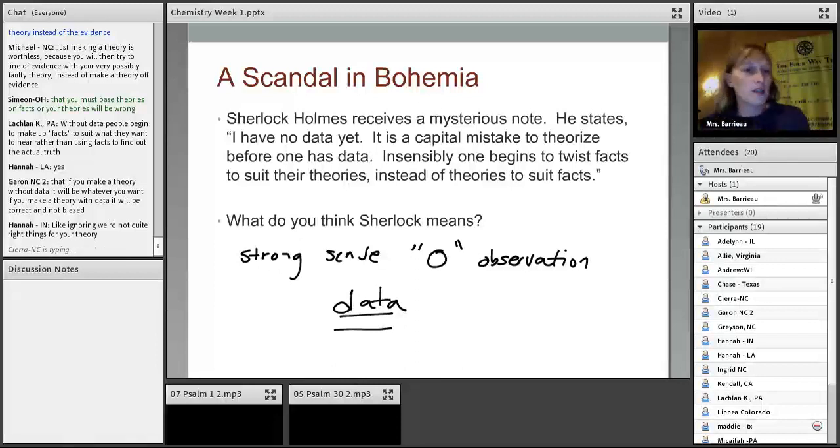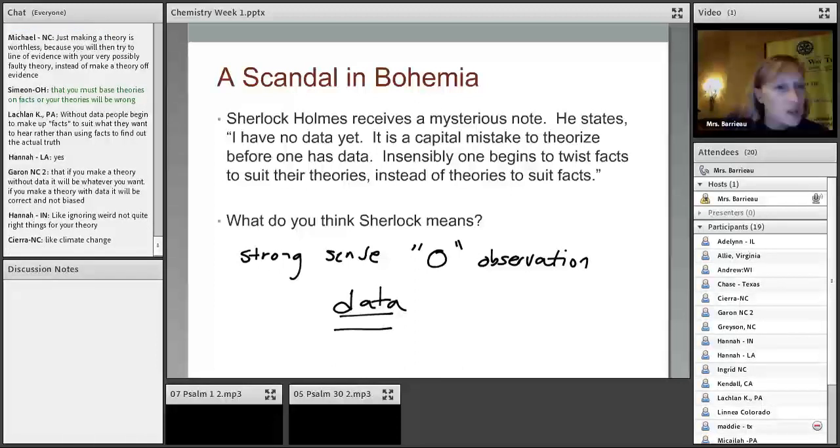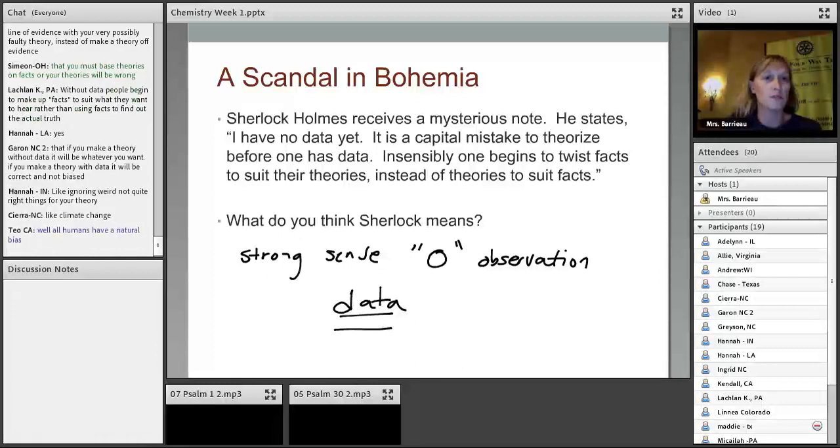Let's see, if you make a theory without data, it can be whatever you want. If you make a theory with data, it will be correct and not biased. Perfect. Yeah. So let's see, what did Lachlan say? Without data, people begin to make up facts to see what they want to hear rather than using facts to find out the actual truth. Yep. So you must base theories on facts, or your theories will be wrong.